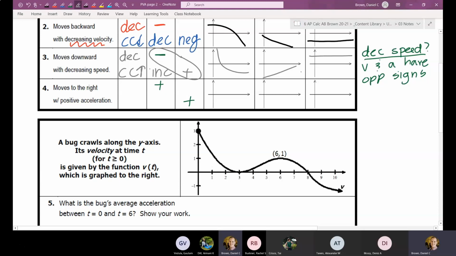Questions on number 3? It is concave up, because we have to think of acceleration as the second derivative. So if my second derivative is positive, that means the original function, thus position, will be concave up.